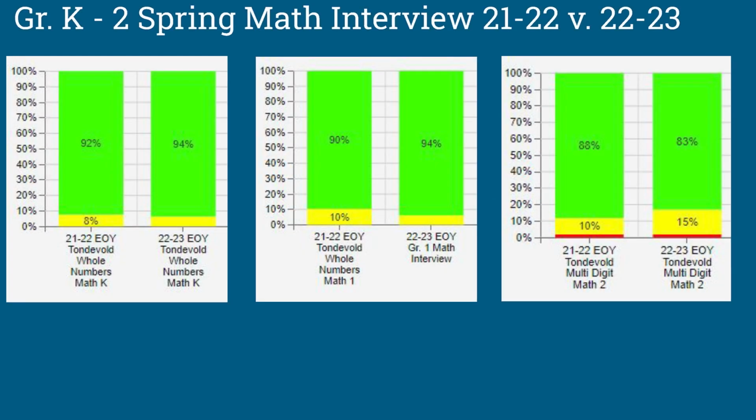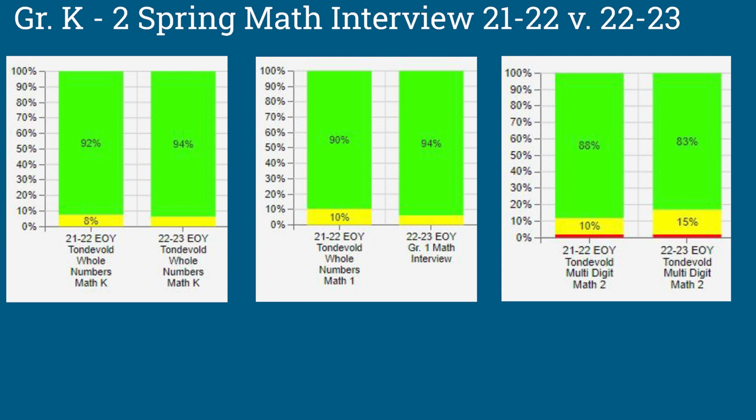The first one to the left is our kindergarten class, and they take the whole numbers math interview, and they take it in the middle of the year and the end of the year. So you can see that they grew. 92% of them were on level in the middle of the year, and 94% were on level at the end. The at risk, the yellow, went from 8% to 6%, and the subtest where we saw the most challenge for our students was part whole, and that was through first grade and second grade as well.